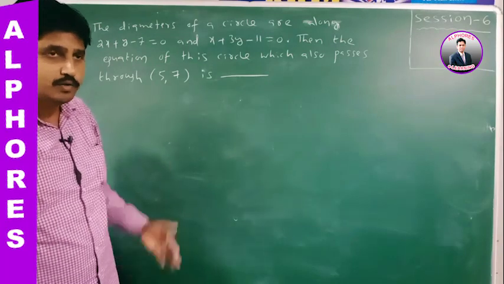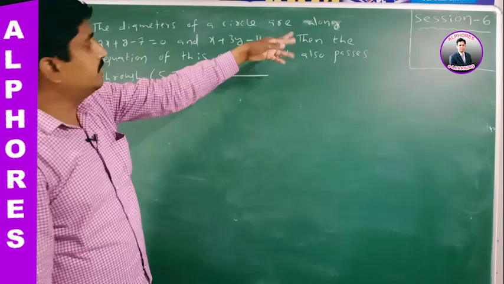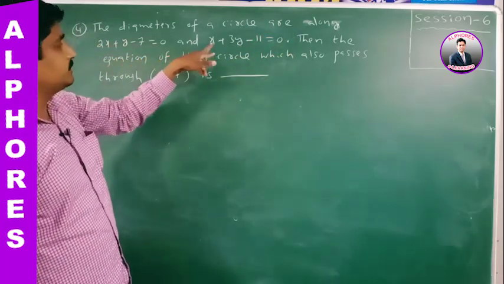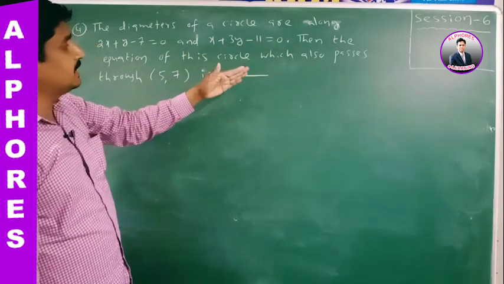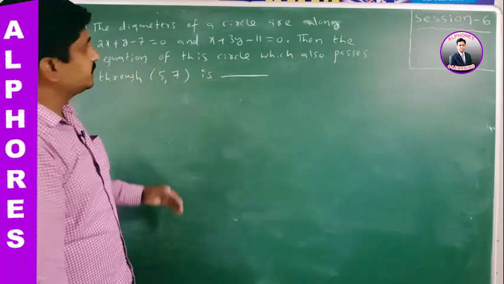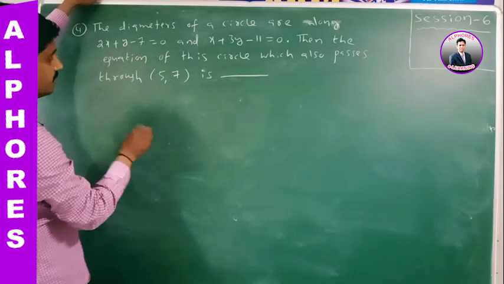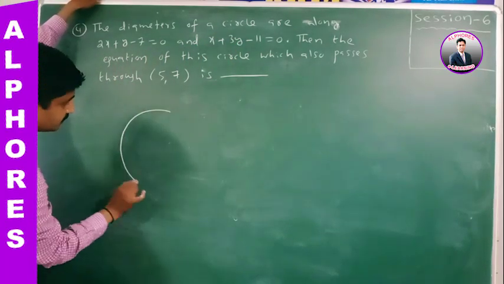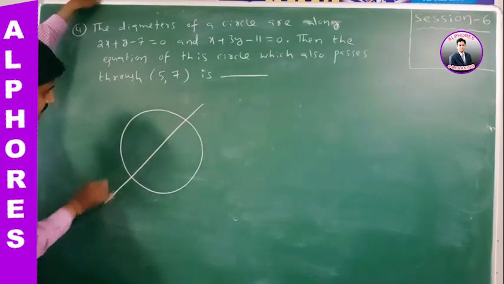Okay, students, another problem. The diameters of a circle are along 2x plus y minus 7 equal to 0 and x plus 3y minus 7 equal to 0. Then the equation of this circle, which also passes through (5, 7), is? Observe the diagram. In the question, 2 lines are given.